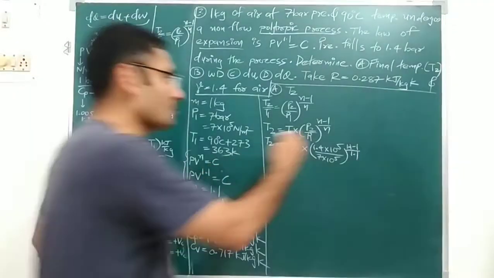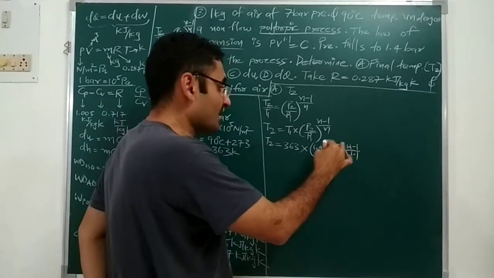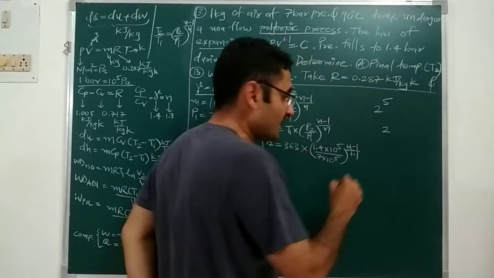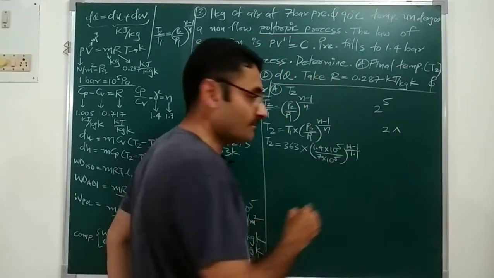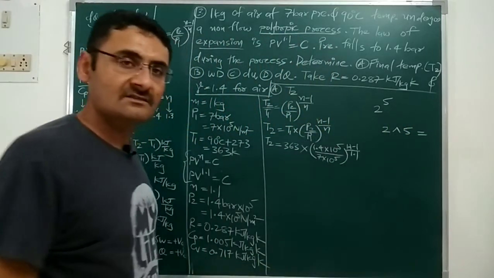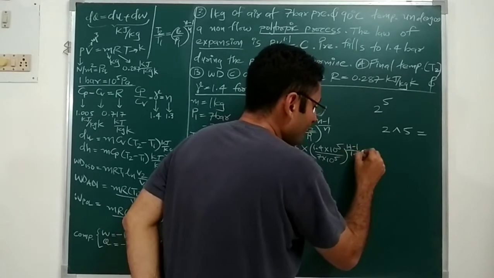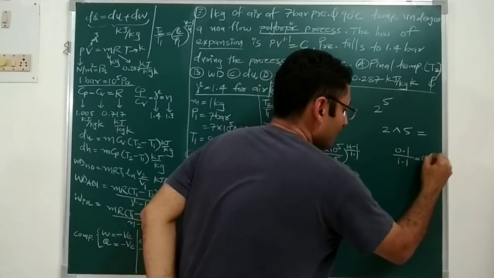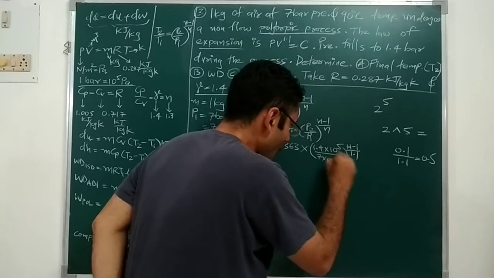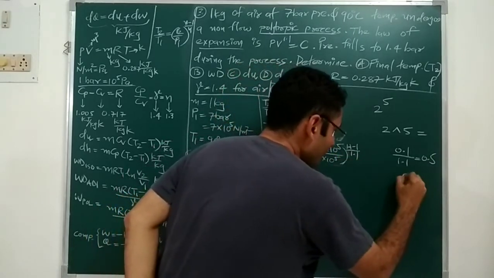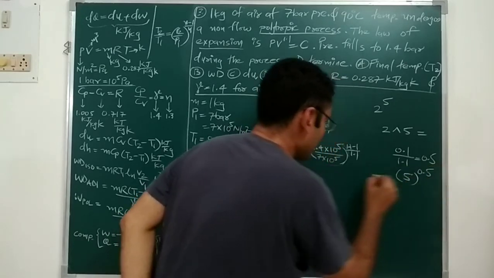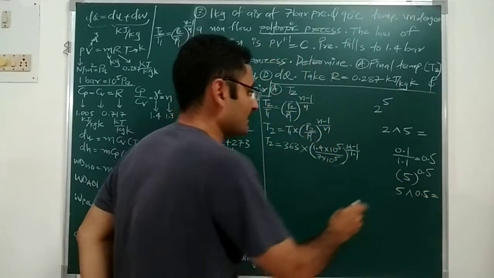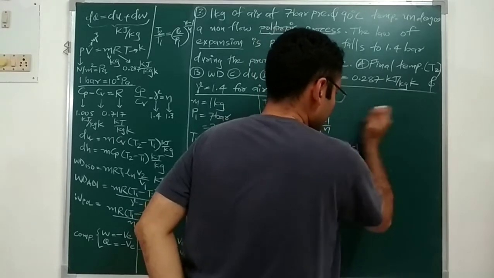Now some students don't know how to operate this on the calculator. If you want to write 2 raised to 5, how will you do it? First of all, press the 2 button, then press the caret button, and then press 5, then equals, and you will get the answer for 2 raised to 5. Similarly over here, 1.1 minus 1 means 0.1 divided by 1.1. What will your answer be? Supposing the answer is 0.5, and the whole bracket answer is 5. So you type 5, then the caret button, then 0.5, then the equals sign, and you will get the final answer. Clear about this? You can try by yourself also.